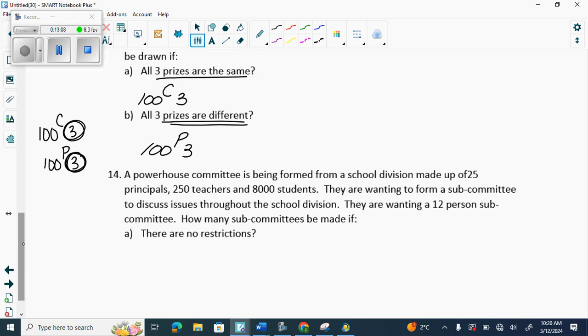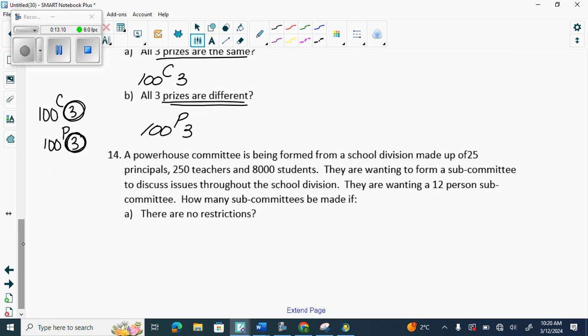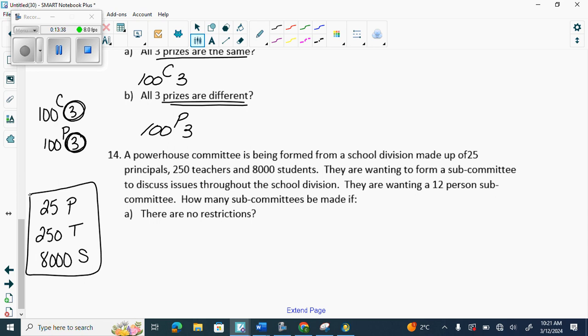So let's look at this one. A powerhouse committee is being formed from a school division made up of 25 principals, 250 teachers, 8,000 students. That's on the side just to help me out. If I needed to actually explain those, I couldn't write P, T, and S, yes? I would have to thoroughly write the words principal, teacher, students. This is just off to the side, a caveat to help me. It's not actually part of my explanation. I'm not showing any work with it. That's just for me to pull some data out of the word problem.